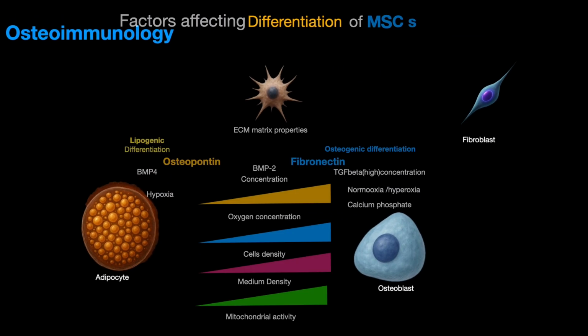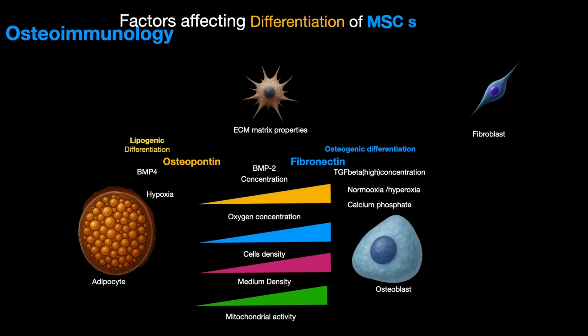The most common transition is adipogenic differentiation, which is way more common in osteoporotic patients, or osteogenic differentiation. As an implantologist, we want the latter one. So to guide MSC into osteogenic differentiation, we need a higher concentration of bone morphogenic protein 2. We need higher oxygen concentration. We need a higher cell density. We need a higher medium density. We need proper mitochondrial activity. What helps to guide it?